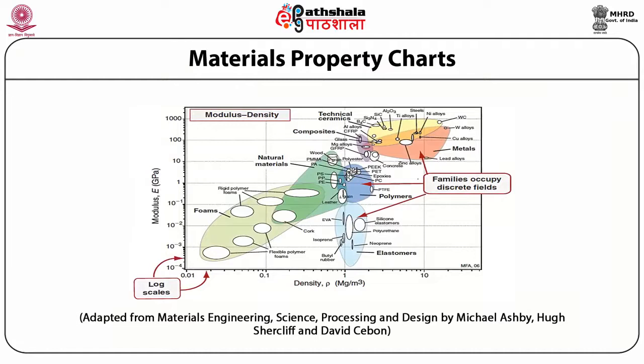Materials property charts, as shown in the figure, typically describe the strength to weight ratio of the materials. Here one can see that most metals belong to the high density and moderate modulus category, whilst ceramics are the materials with higher modulus but lesser density. On the other hand, polymers have relatively very low density as well as modulus.